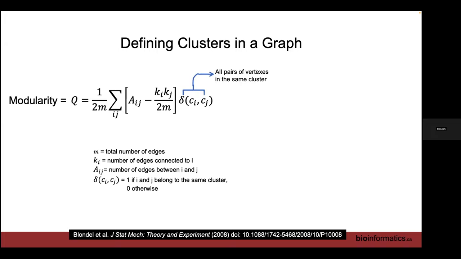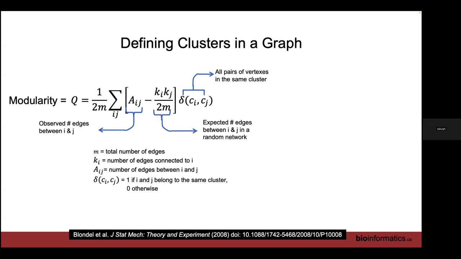So I'll break down this equation. The clustering method we use maximizes the modularity score to define the clusters in a graph. Here we have this little delta symbol, which represents whether two cells are in the same cluster or not. If they are in the same cluster, then we calculate the observed number of edges between them and subtract that from the expected number of edges between them.